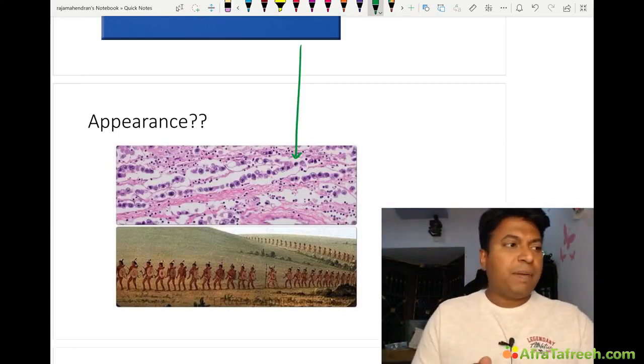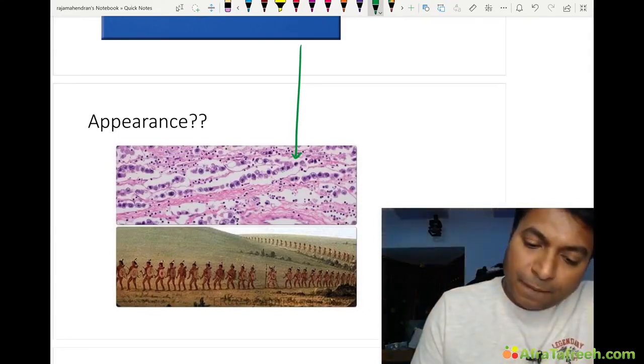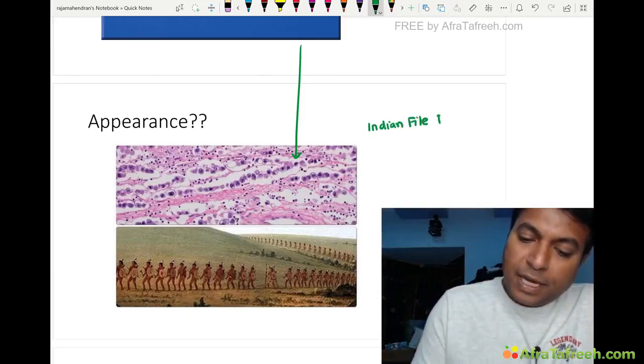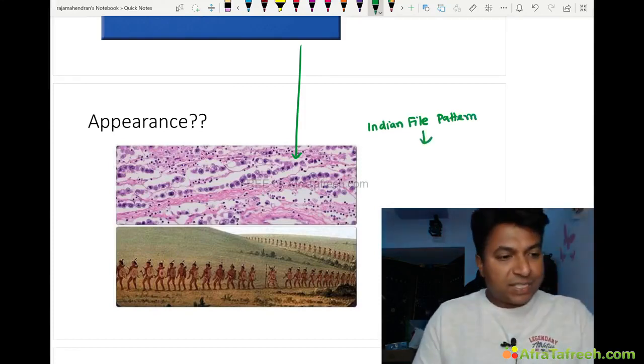What is this biopsy pattern showing you? This is an Indian file pattern of arrangement of cells.